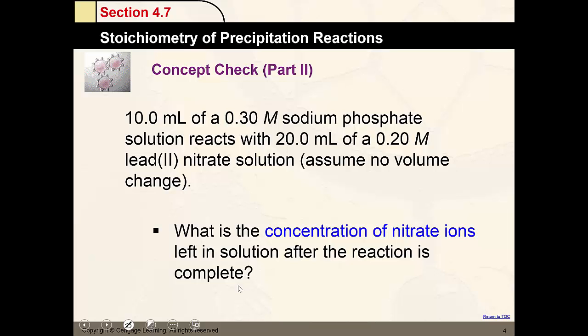So also with these sorts of problems, you might be asked, what is the concentration of different ions after the reaction has completed? So here it's asking what is the concentration of nitrate ions left in the solution after the reaction is complete. So you have to think about if it's asking about a specific ion, if it is a spectator ion, or if it's not a spectator ion. So the nitrate ion, the NO3 minus ion, is not in your net ionic equation. So it's a spectator ion.